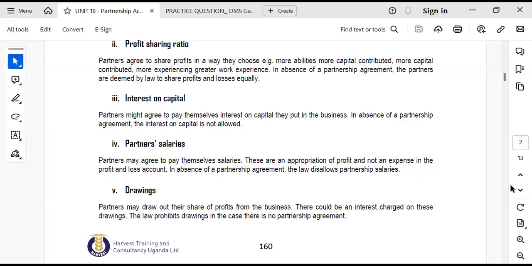And then we have drawings. It should also be included in the partnership deed. Partners may draw out their share of profit from the business. There could be an interest charged on these drawings, and the law prohibits drawings in case there is no partnership agreement. This is also a sensitive thing. You can't just pick money, more so if there is no agreement that is going to guide how you pick money and what happens when you pick money.